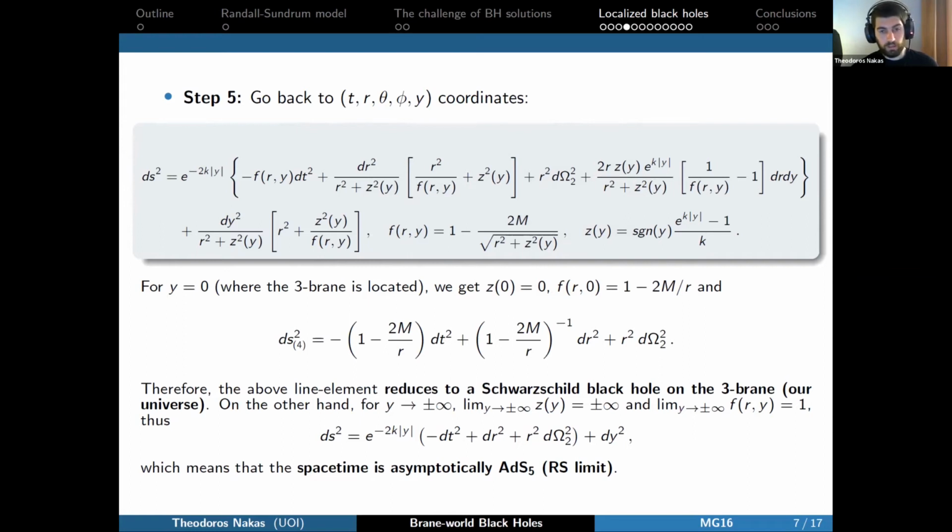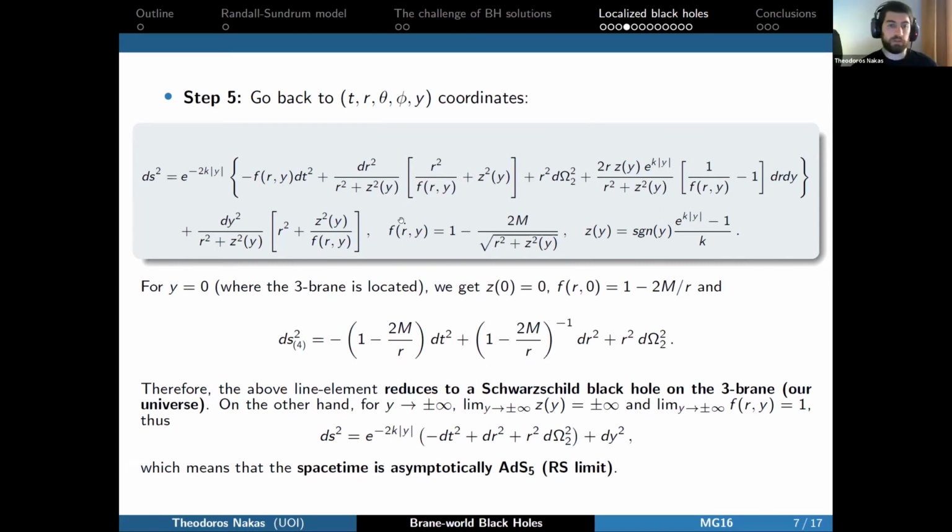Although this metric looks like a mess, I claim that this is precisely the metric which describes the geometry of a five-dimensional localized brane-world black hole solution. Let us examine why. First of all, at y equals zero, where the three-brane is located, the above line element reduces to the Schwarzschild solution, as you can see here. On the other hand, at the space-time boundary, where y goes to plus or minus infinity, the above metric takes this form, which means that the space-time is asymptotically AdS5 and therefore incorporates the Randall-Sundrum model.